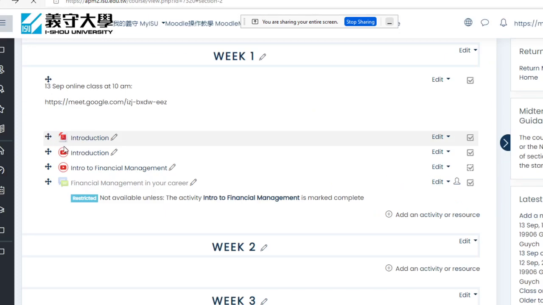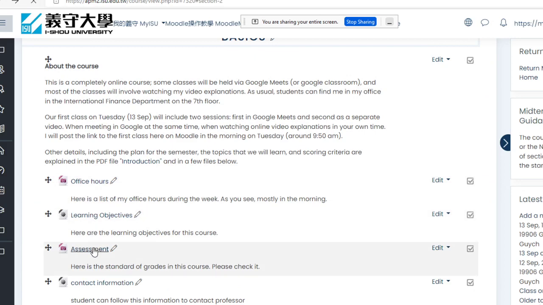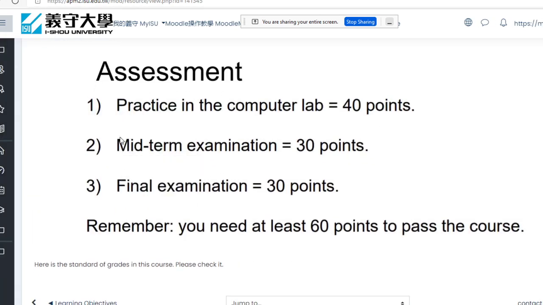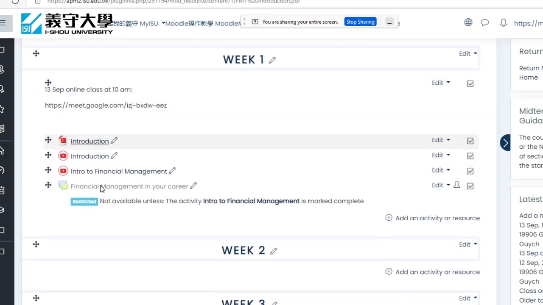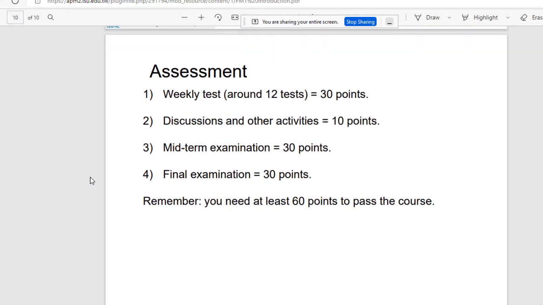If I go back to Moodle, go to assessment over here, as you see, there are only 3 items here. But since then, I've changed my assessment, and here's the correct one in the introduction PDF document. Of course you're going to have your final exams, that's 30 points. Of course you're going to have your midterm exam, that's 30 points.